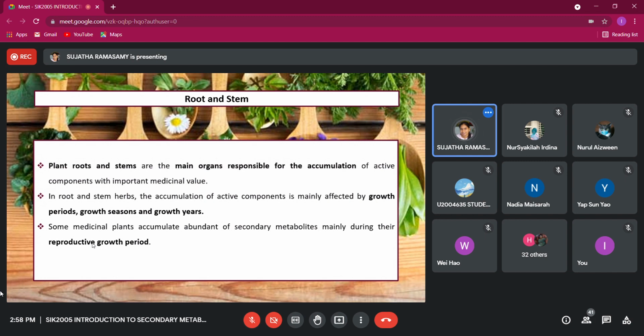Okay, and scientists also found that the accumulation of these secondary metabolites is higher during the growth periods, especially the reproductive growth period, semasa dia berbunga atau berbuah. Why? Because it needs these secondary metabolites to produce the flower and fruits, and also for defensive mechanism. These are environments or conditions where it's very stressed. So that's why it needs to produce more secondary metabolites. And this is a very good time to harvest the plants for medicinal purposes.